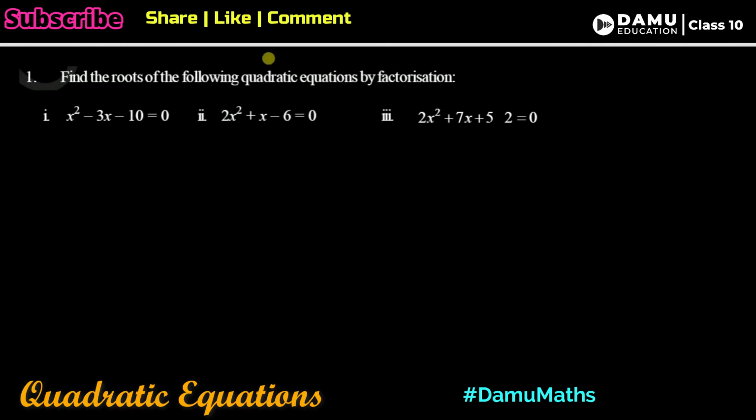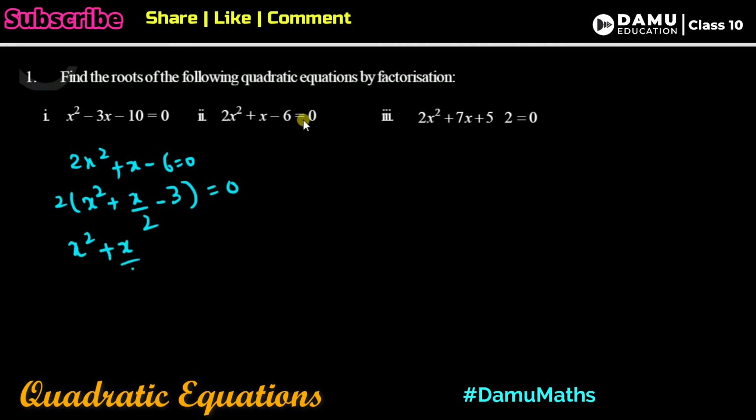You can go with another method. Let's take the second one only, 2x square plus x minus 6 will be equal to 0. Let's take common of 2. So you take 2 common, then x square plus x by 2 minus 2 3s are 6. Can you take it like this or not? Yes. So x square plus x by 2 minus 3 will be equal to 0.